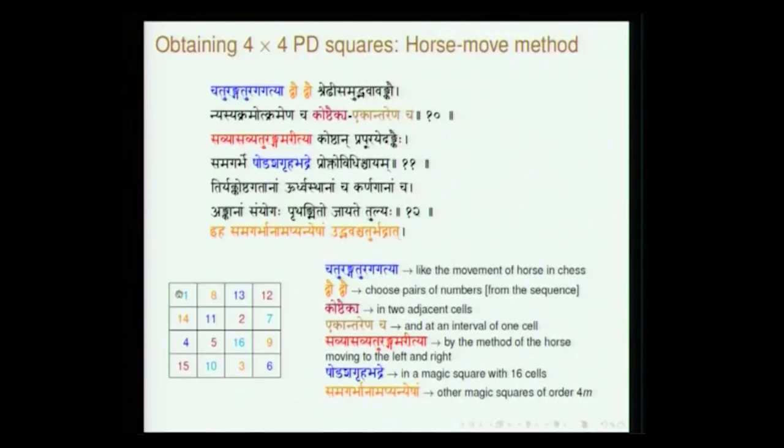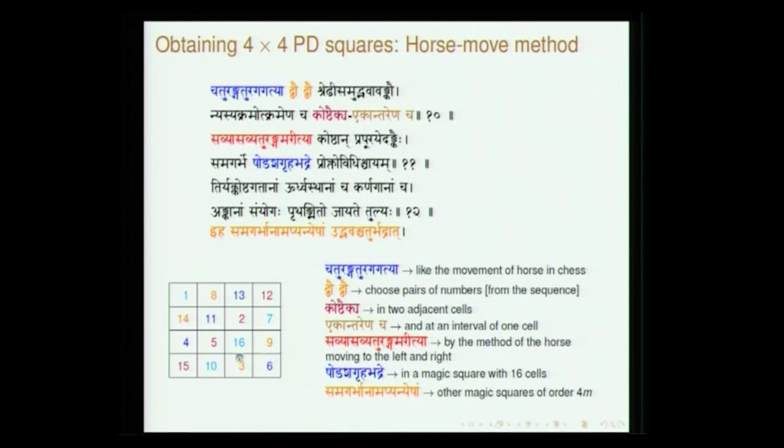If you just add it like this, 9 plus 3 plus 14 plus 8, or 1 plus 10 plus 16 plus 7. Or if you do it this way, 8 plus 2 plus 9 and then 15, all of them will sum to 34. That is what he is saying, ankanam sanyogaha prathangmitaha jayate tulyaha. Tulyaha means all of them will sum to the magic sum. So iha samagarbhanam ap ye anyesham udbhavaschaturbhadrat.